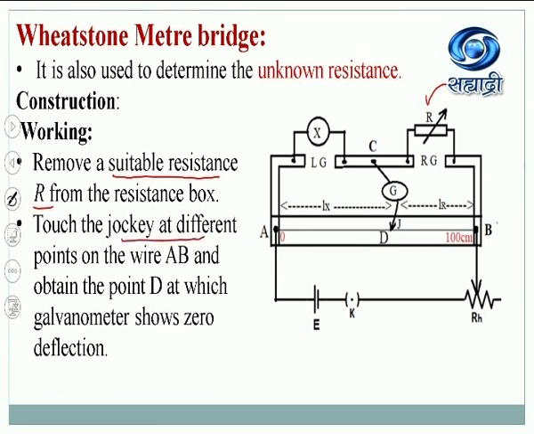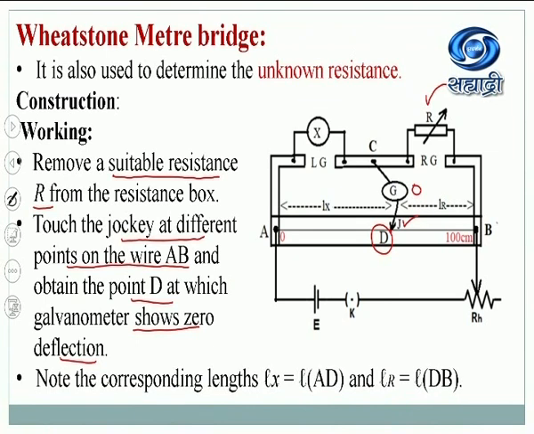Touch the jockey at different points on the wire AB. Now touch this jockey shown here, J, at different points on the wire AB and obtain a point D at which galvanometer shows zero deflection. Remember, this point D is the point at which galvanometer shows zero deflection. When we say galvanometer shows zero deflection, that means no current flows through the galvanometer, and we say that the bridge is balanced as before. We had seen this.